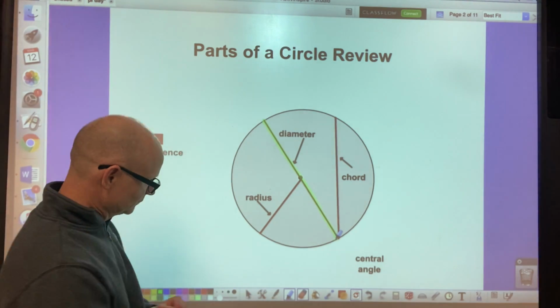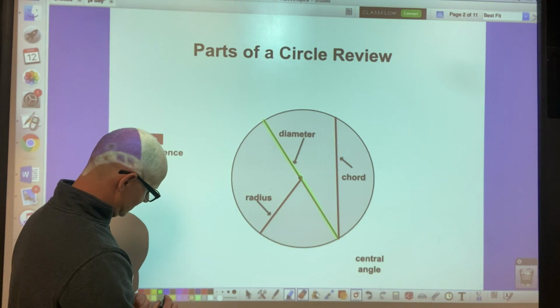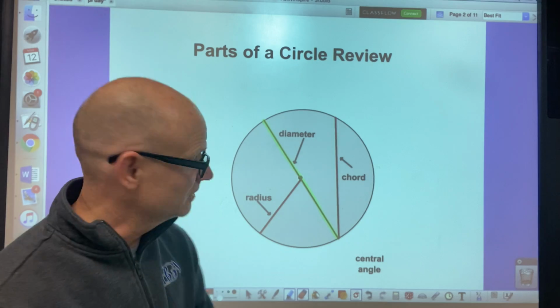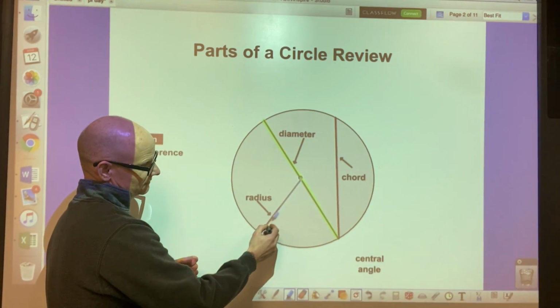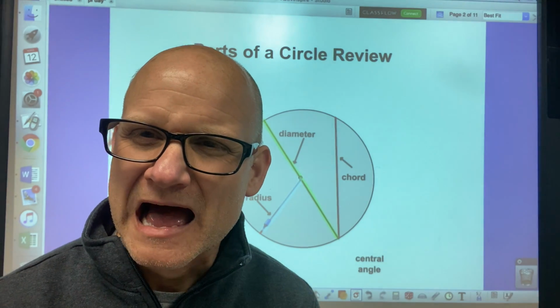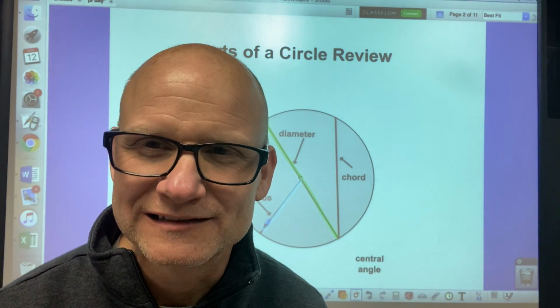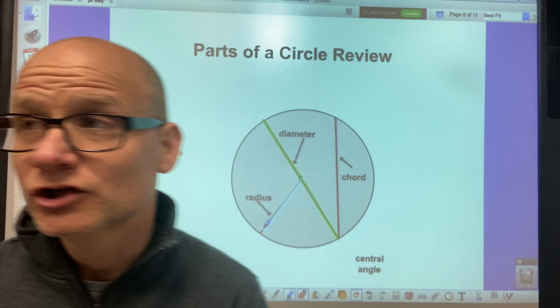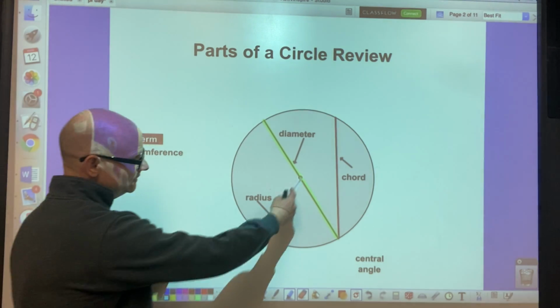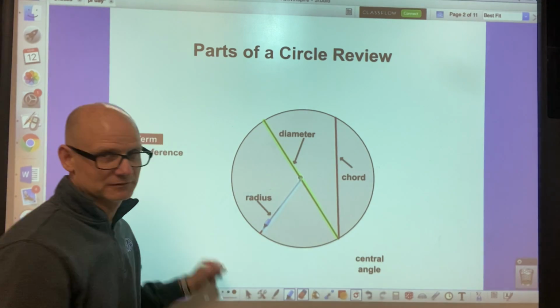And a radius, what's unique about a radius is it's a line segment that goes from the center of a circle to the edge. So, if you think about it, how many radiuses, or they say radii, do you need to make a diameter? You need two. You need two of these radiuses to make up a diameter, okay?